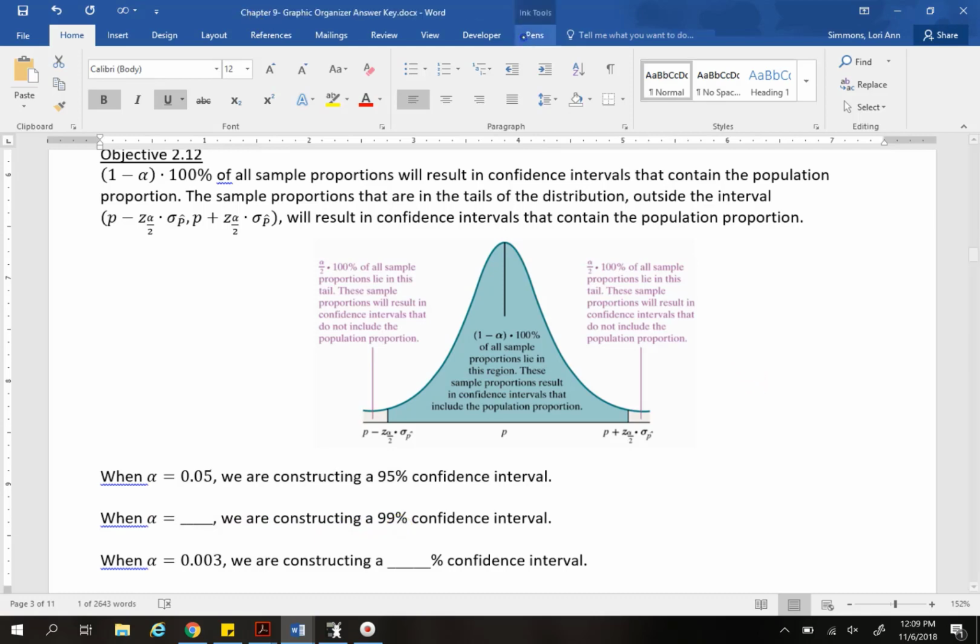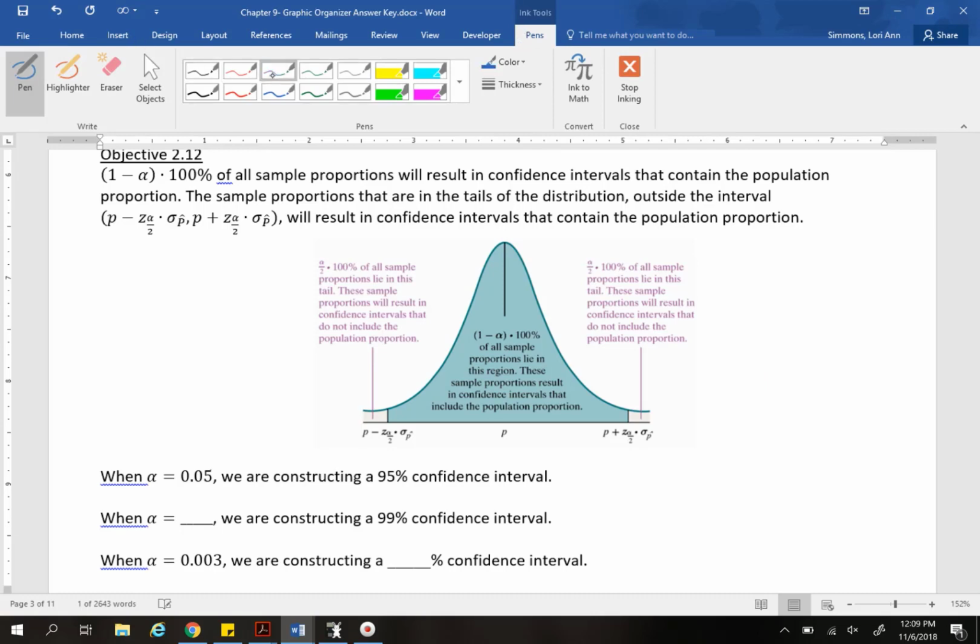Your alpha would be 0.01. You can think of it as 100% minus 99% is 1%, and then just convert that to a decimal. And then if alpha is 0.003, we put 0.003 in here, times by 100, and we're constructing a 99.7% confidence interval.